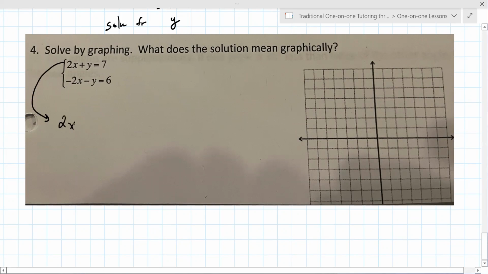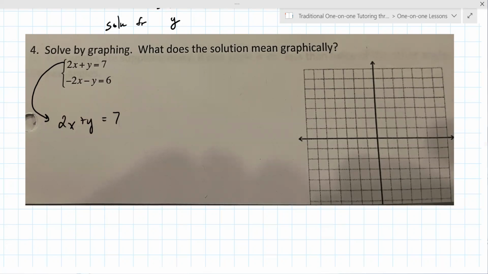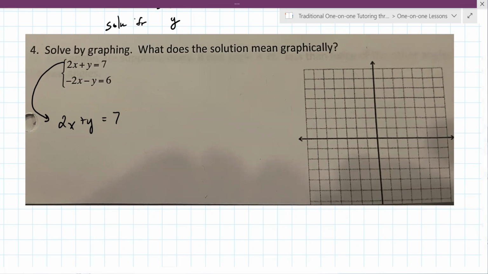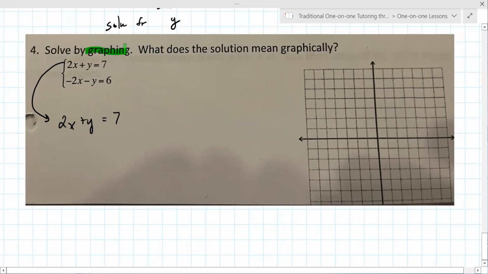Okay. And if you're not sure, wouldn't this just be elimination though? Because both sides are opposite. Again, we want to graph. You're not trying to use elimination. Oh, okay. We're not doing it. Okay.